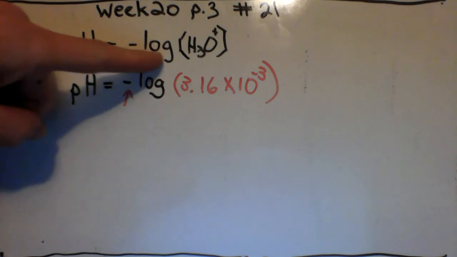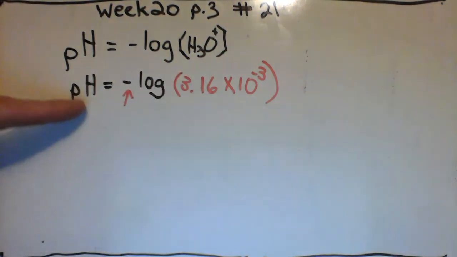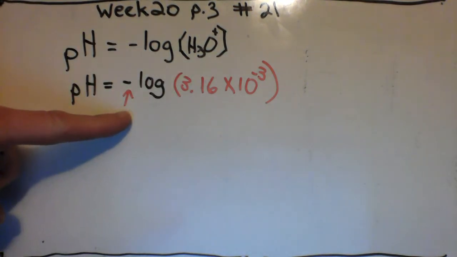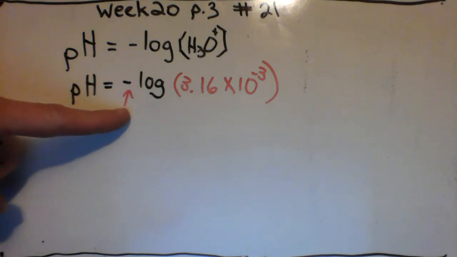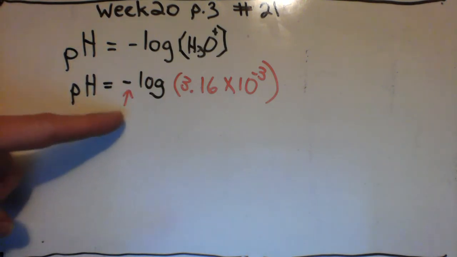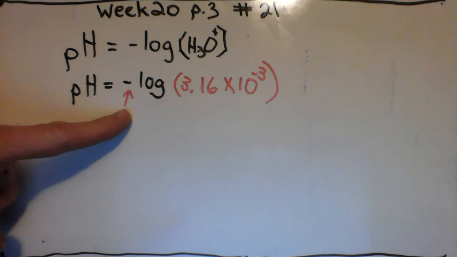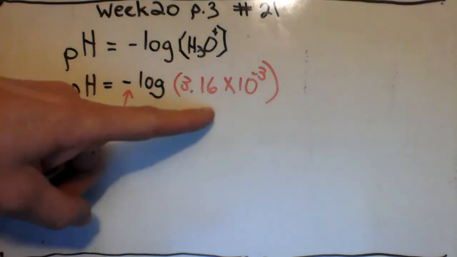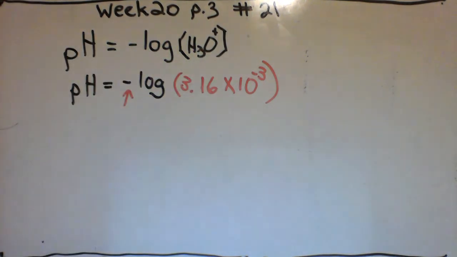pH equals negative log concentration of hydronium ions. Remember to use in your calculator the negative that is on the keypad with all the numbers and not the negative that means minus. We replace the concentration with the actual number in molarity and calculate it out.